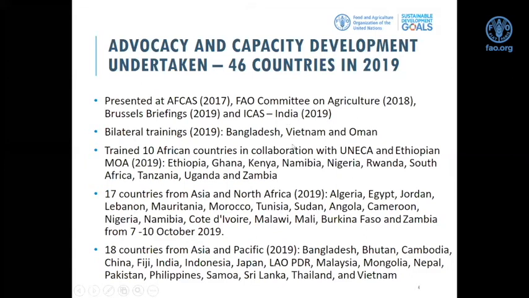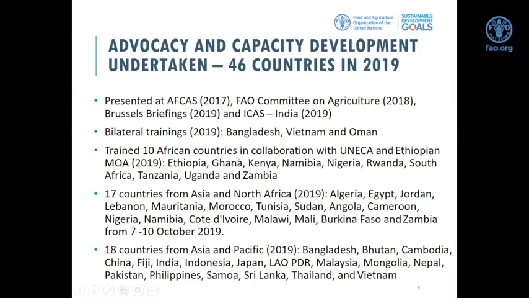We also conducted bilateral training in Bangladesh, Vietnam, and Oman, whereby we went to the country and sat with the National Statistical Office and the Ministry of Agriculture staff. We went through the methodology in great detail, and now most of these countries, like Vietnam, are interested in further testing the methodology in selected districts. Oman is very much interested in further collaborating with us on implementing the SDG 241 questionnaire in Oman, and Bangladesh, which was already a test country, is also keen on adopting SDG 241.